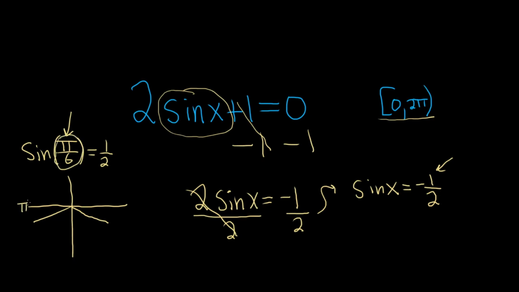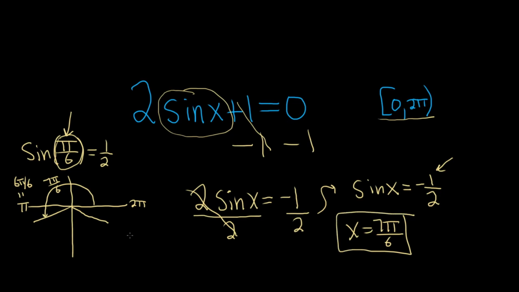So this is pi and this is 2 pi. So if you want a reference angle of pi over 6 down here in quadrant 3, what you need to do is add pi over 6. So think of pi as 6 pi over 6. And so the first angle we want would be this one. 6 pi over 6 plus pi over 6 will give us 7 pi over 6. So x equals 7 pi over 6 is one of our answers.